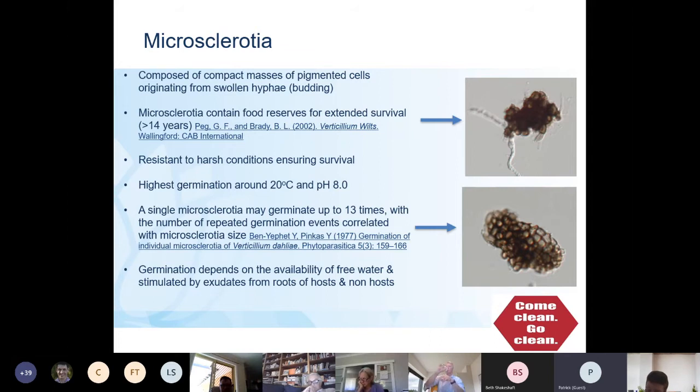Given that a large microsclerotia may have a higher DNA content, it may have more opportunity to germinate several times. So if events are not conducive, it might actually add to how it prolongs in the soil. I've also included the reference here for people to look into that more. Now, germination will depend on the availability of free water and, as Linda had also pointed out, stimulated by exudates from the root hosts and non-hosts.